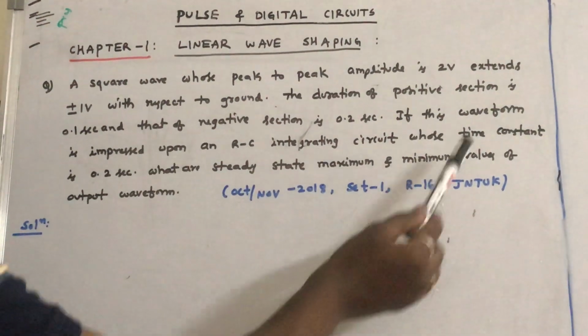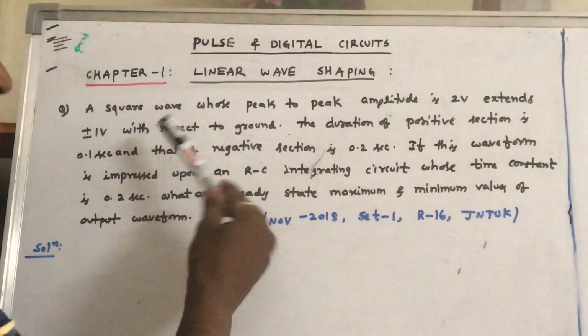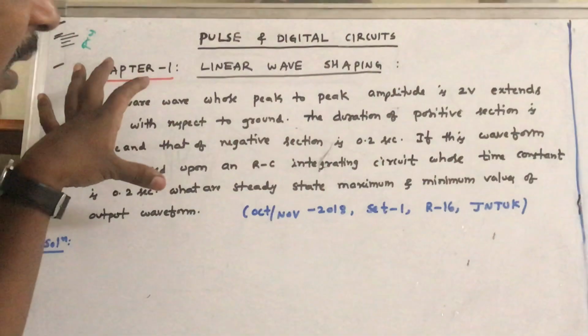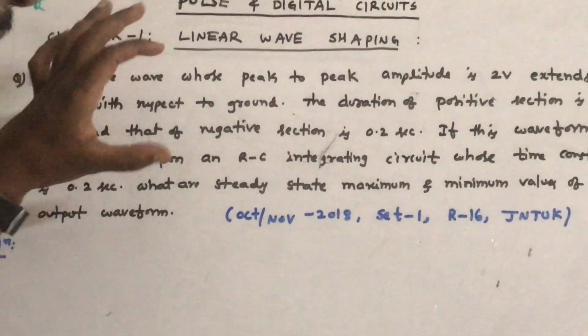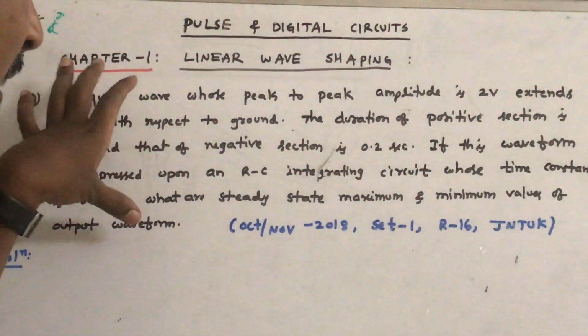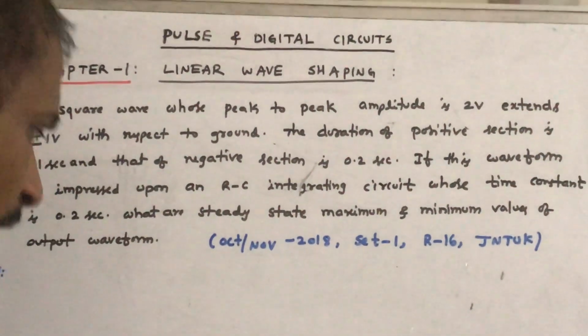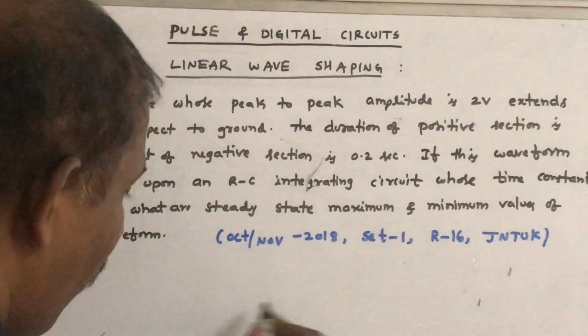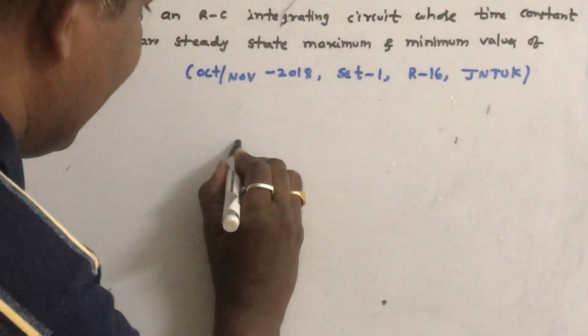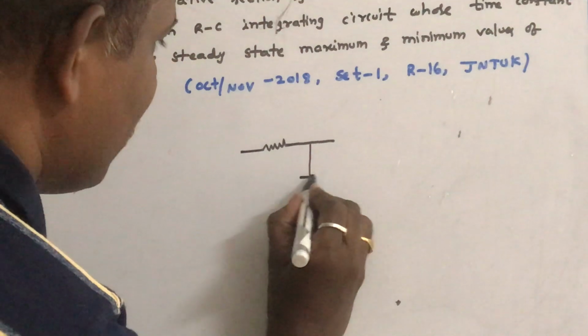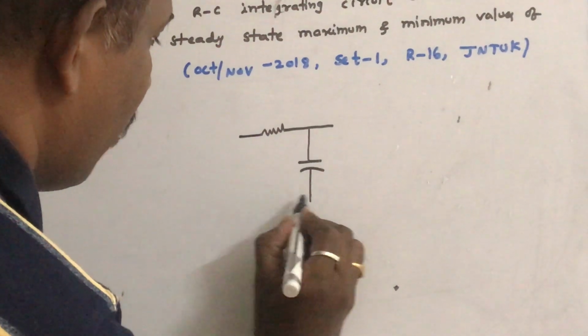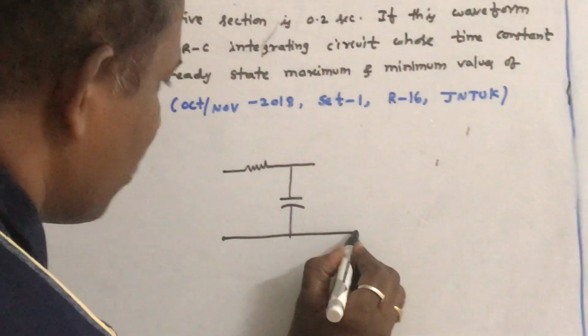This kind of model is very important. You find the same kind of questions in examinations. The procedure is the same for this kind of problems. It is given that an RC integrating circuit is used. So first draw the RC integrating circuit, which means the low pass RC circuit. Let us draw the RC low pass circuit.